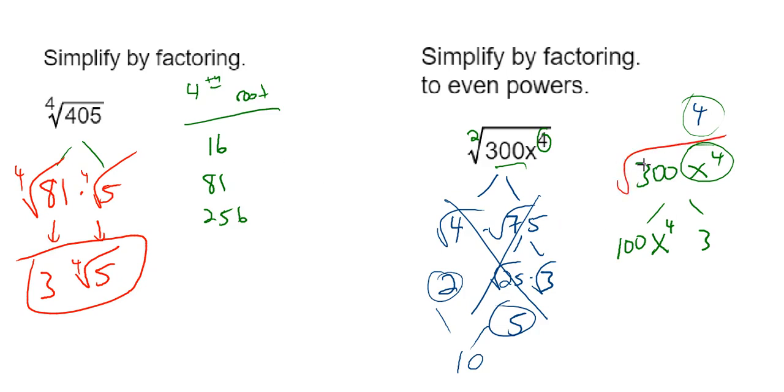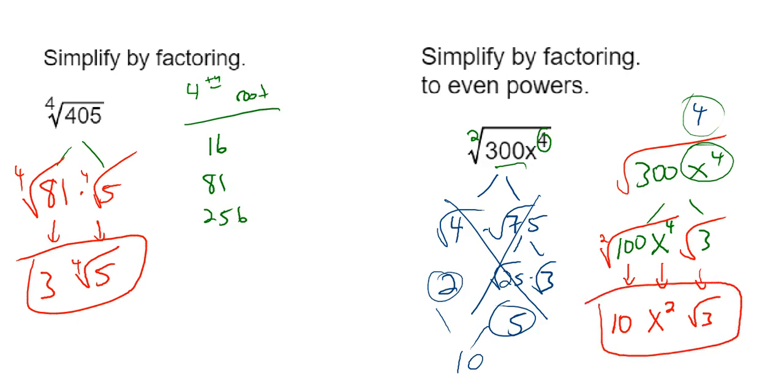So now, again, we're taking the square root of this. So now I'll split up the square root, apply it to each one separately. The square root of 100 is going to give me 10. The square root of x to the 4th power is going to give me x squared, right? 4 divided by 2 is how I get the new exponent of 2. And then the square root of 3 doesn't simplify, so we just copy it down. And so that would be my final answer here.